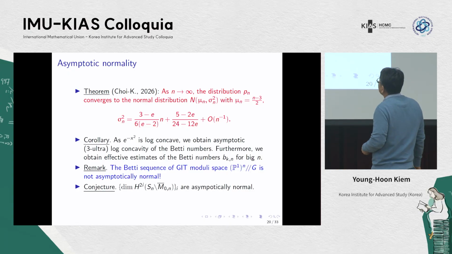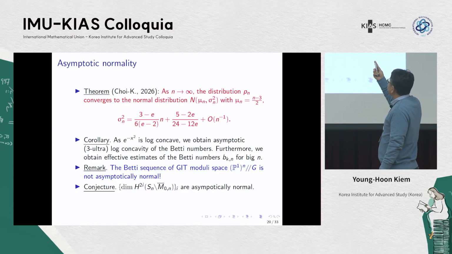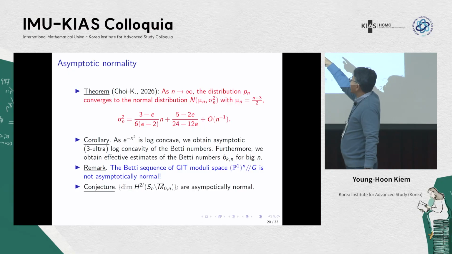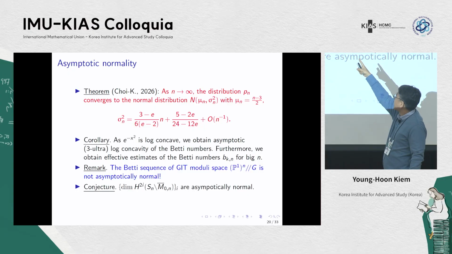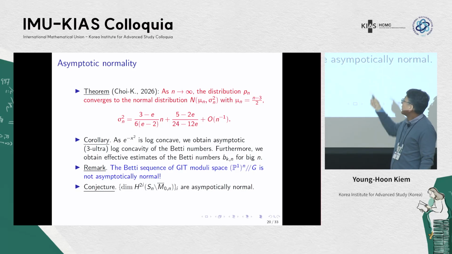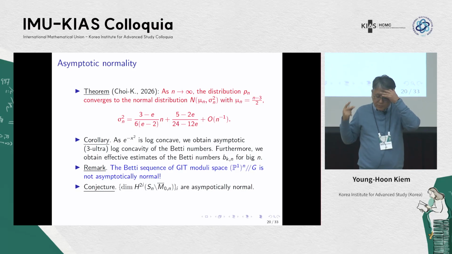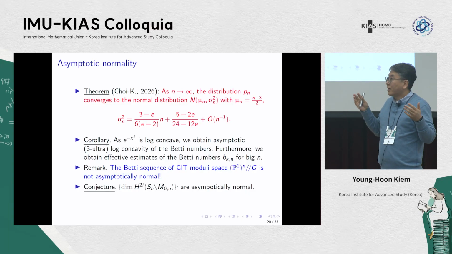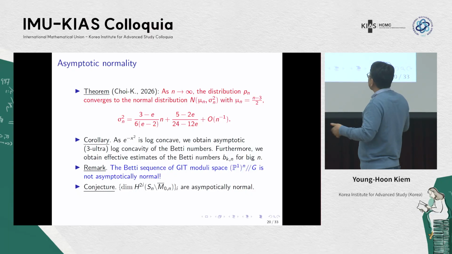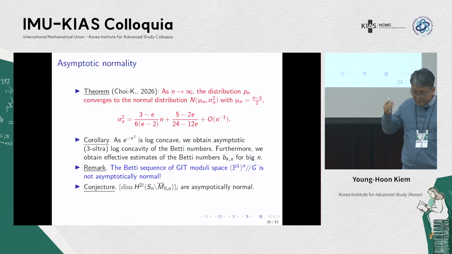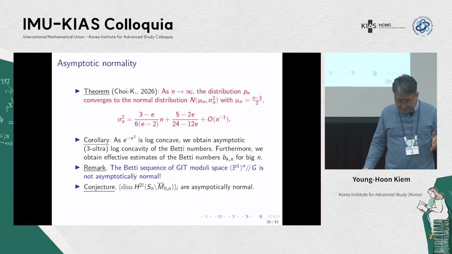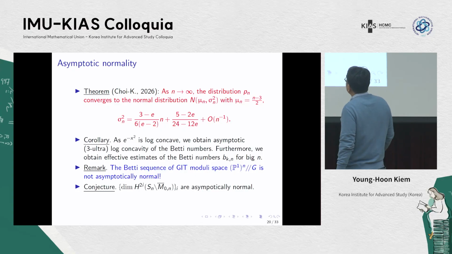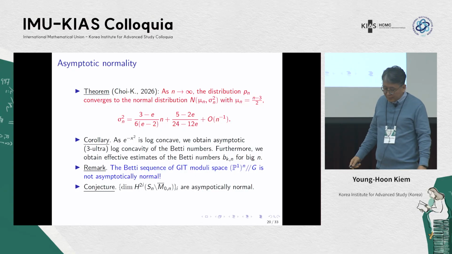But quite surprisingly, the Betti numbers of M0,n bar converge to a normal distribution. And what also surprises me is the variance, sigma n squared, which is n times (3 minus c over 6 times e minus 2). That's very surprising. This is a transcendental number that comes from the geometry of M0,n bar. I have no idea about the geometric meaning of this number, but it should represent some combinatorial complexity of M0,n bar. But anyway, that's the theorem we proved here.